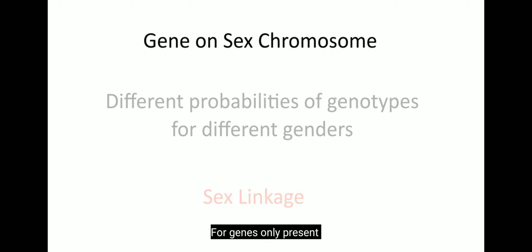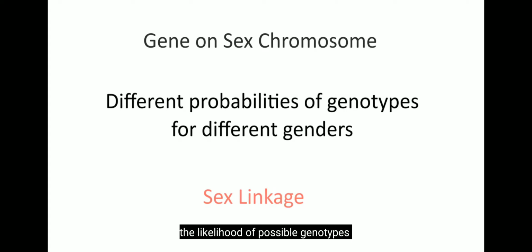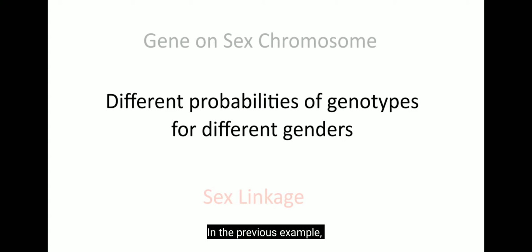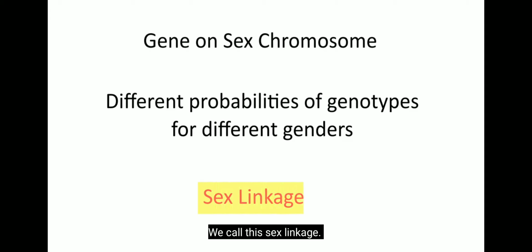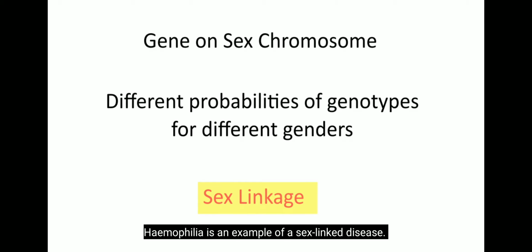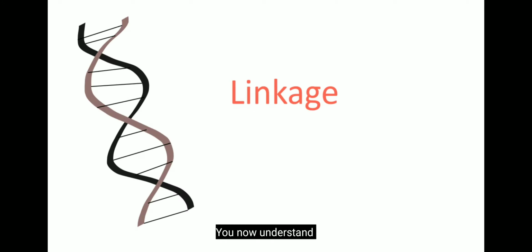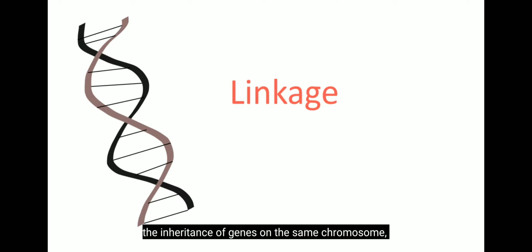For genes only present on one of the sex chromosomes, X or Y, the likelihood of possible genotypes depends on the gender of the offspring. In the previous example, only sons had a chance of being affected. We call this sex linkage. Hemophilia is an example of a sex-linked disease. You now understand the inheritance of genes on the same chromosome and genes on an X or Y chromosome.